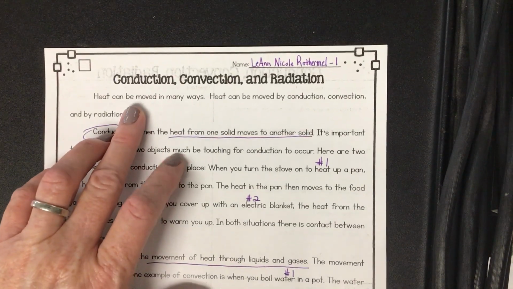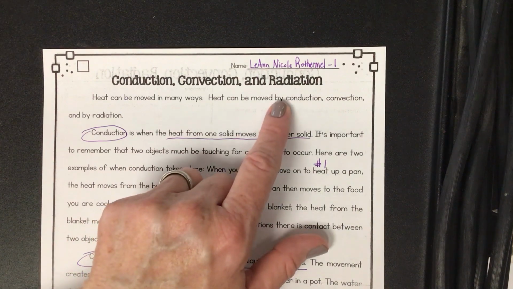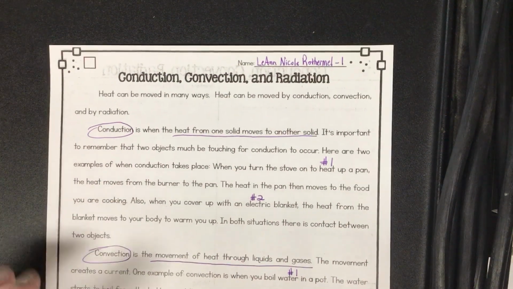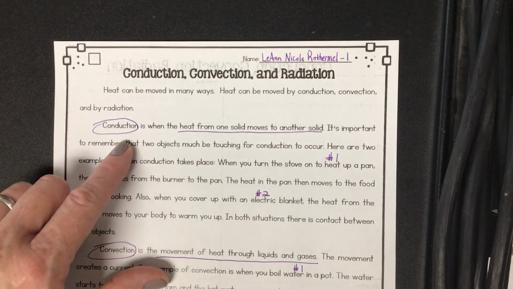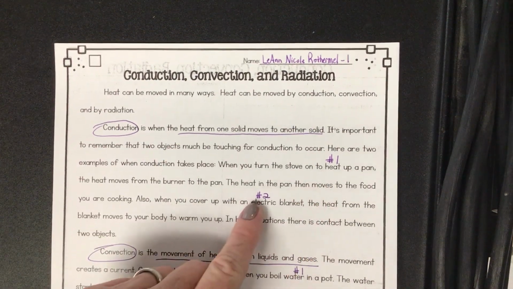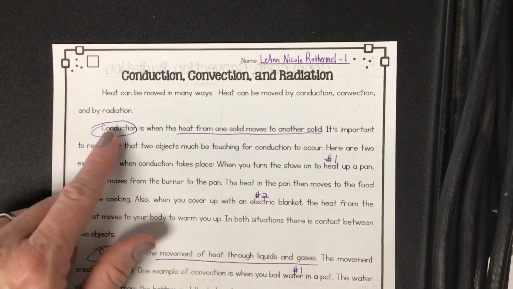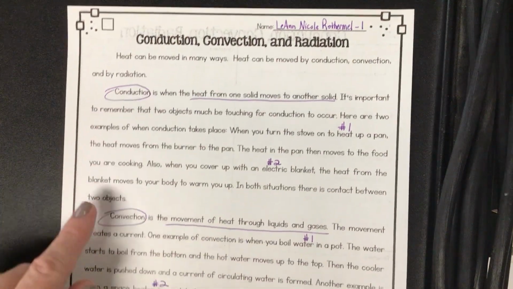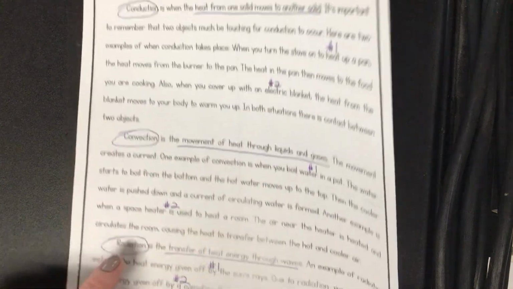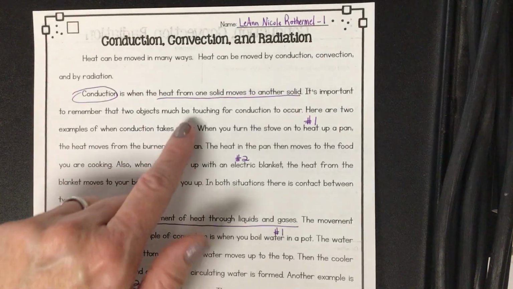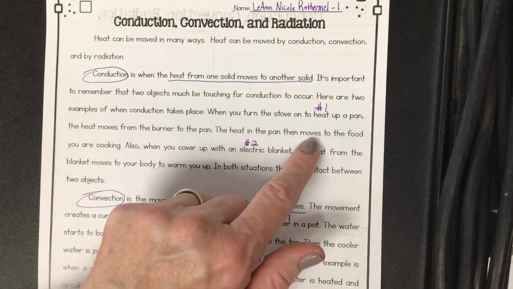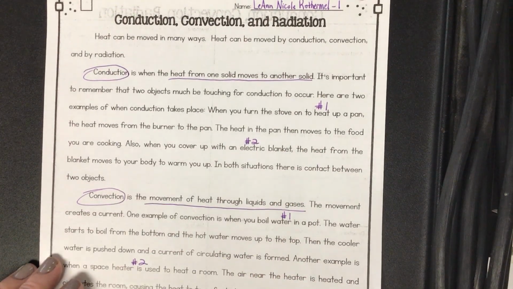Yesterday, we read this article over conduction, convection, and radiation, and we are going to make a thinking map using what we annotated yesterday in class. So we're going to do a thinking map with each of the three terms, conduction, convection, radiation. We're going to give their definition, and then we're going to write down each example, okay?